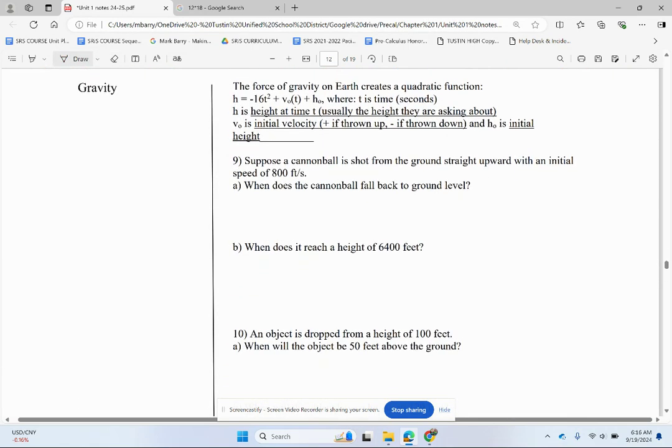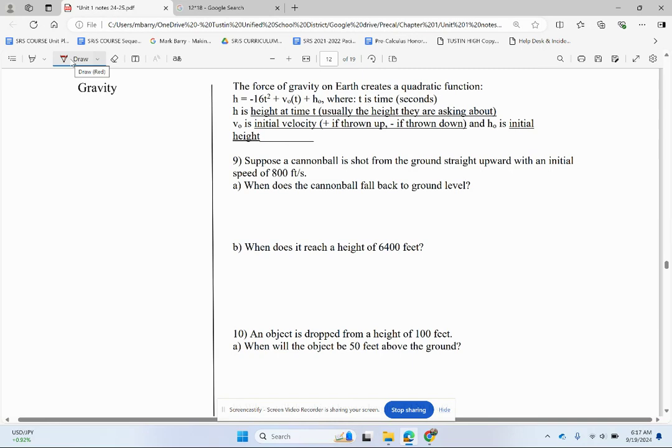All right, next up here, we're going to talk about the force of gravity. It creates a quadratic function, so we can apply this. In this formula, the v sub 0 is the initial velocity, and h sub 0 is the initial height. So let's go ahead and try these out.